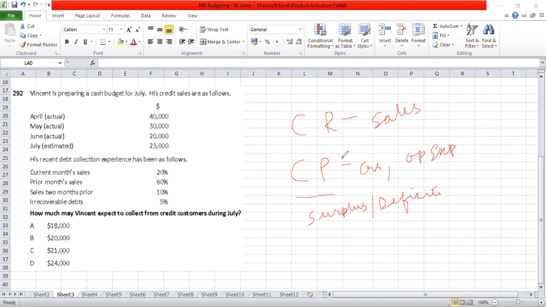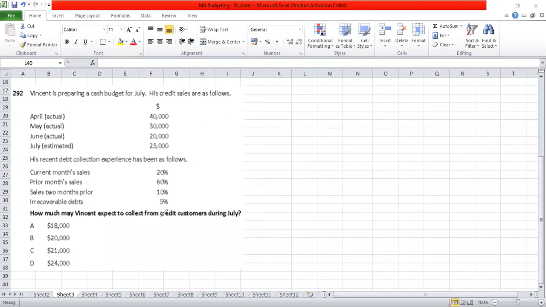Done. Now here in this question, we are asked to calculate how much Vincent may expect to collect from the credit customers. It's only about the first part of it, that is the cash receipts, how much they can expect from their customers. What type of customers? They are credit customers, which means that sales were made on credit basis to the customers. Now, what are the terms of credit? Here, these are details given about the terms of credit. All these figures from April to July, April, May, June, July, these are all credit sales. I hope you have noted that down.